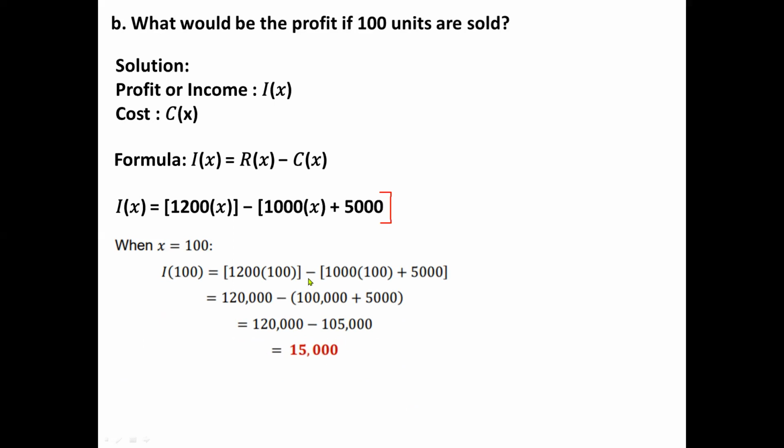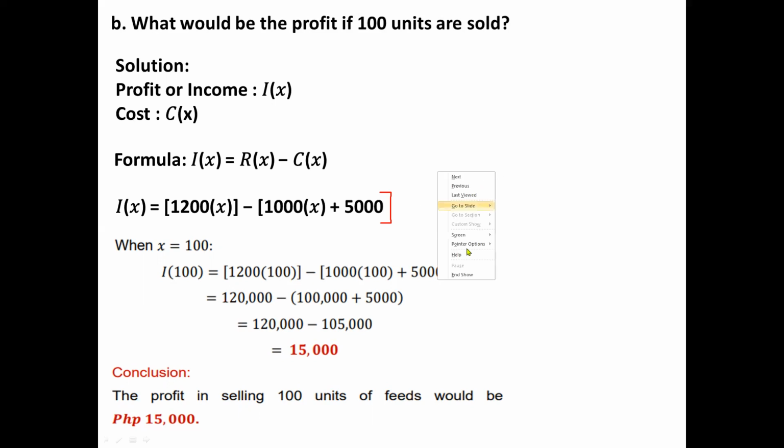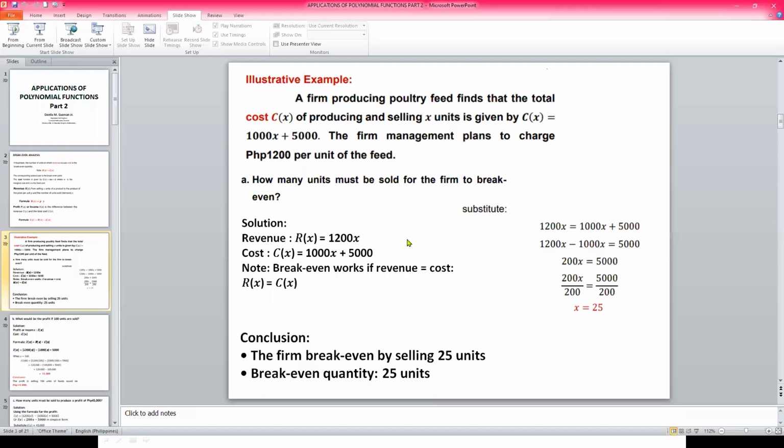Now, how was that done? With direct substitution, that is our calculation. But actually, we can do it using a calculator. The profit in selling 100 units of feeds would be 15,000 pesos. That is what the company will earn, its income when it sells 100 units of feeds. Now, I will show the calculator technique. How can we do that quickly on the calculator?